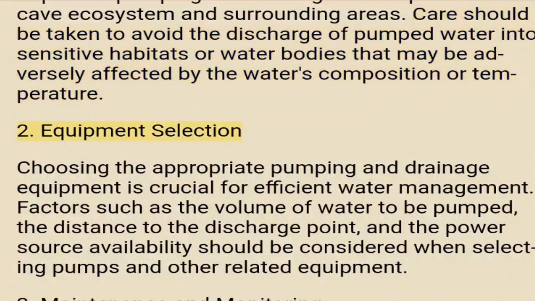2. Equipment selection. Choosing the appropriate pumping and drainage equipment is crucial for efficient water management. Factors such as the volume of water to be pumped, the distance to the discharge point, and the power source availability should be considered when selecting pumps and other related equipment.